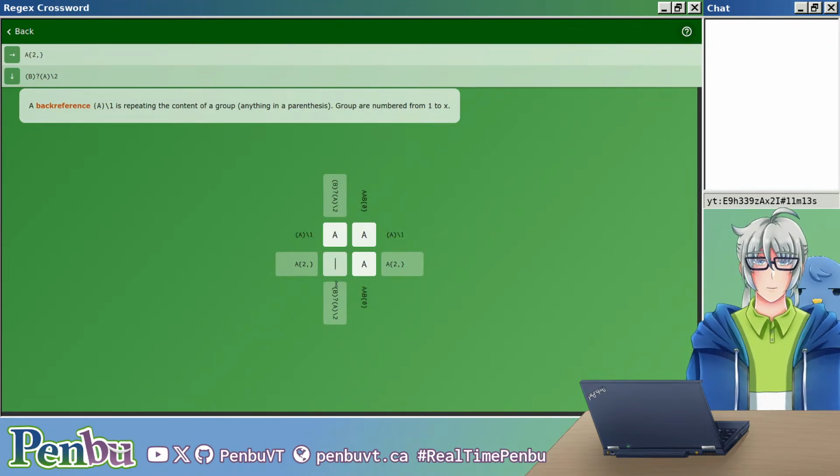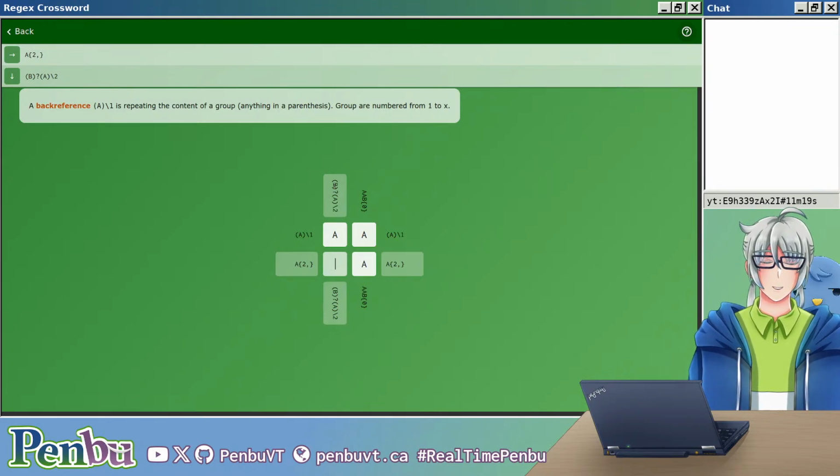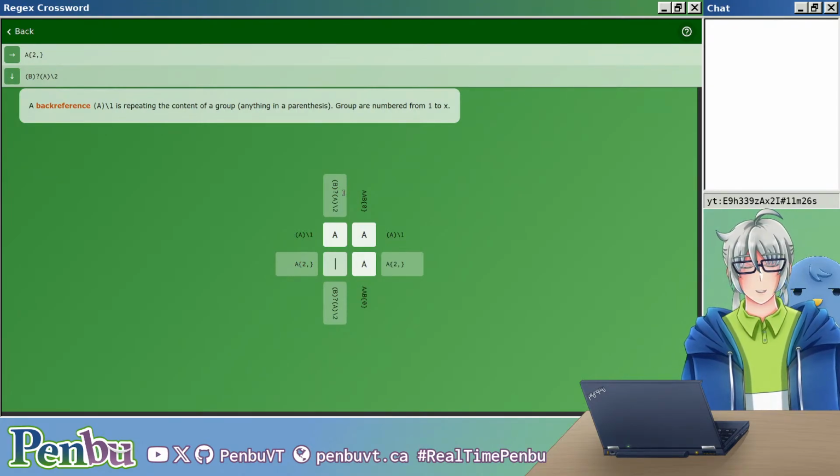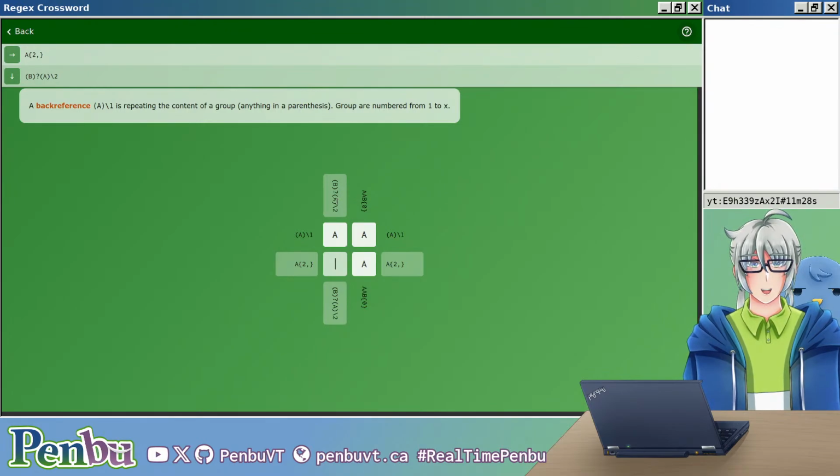an A as well. And then before we solve that, looking at this column clue, we have B question mark. So the entire group, in this case, is 0 or more. And then we have an A in another capture group, and we reference the second capture group here. We already know we don't start with a B. This is fine. We had started with an A. So this ends up being an A as well.